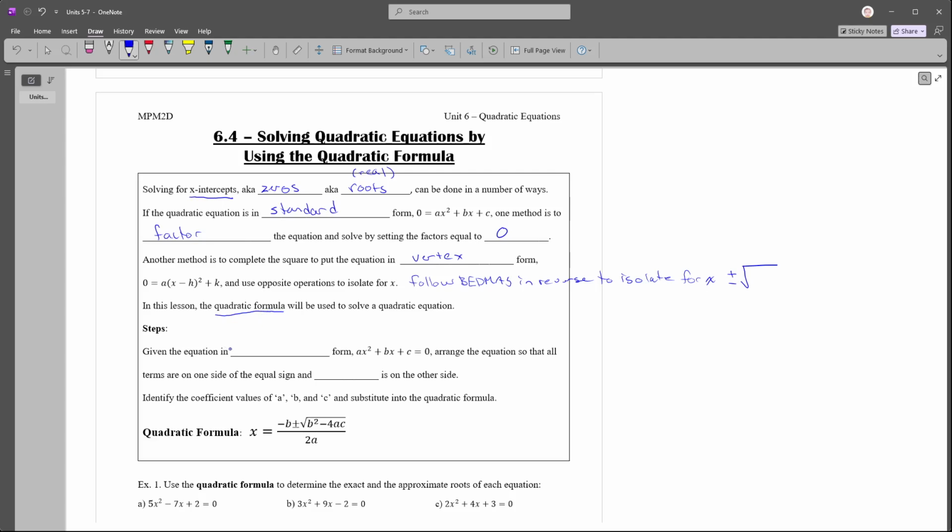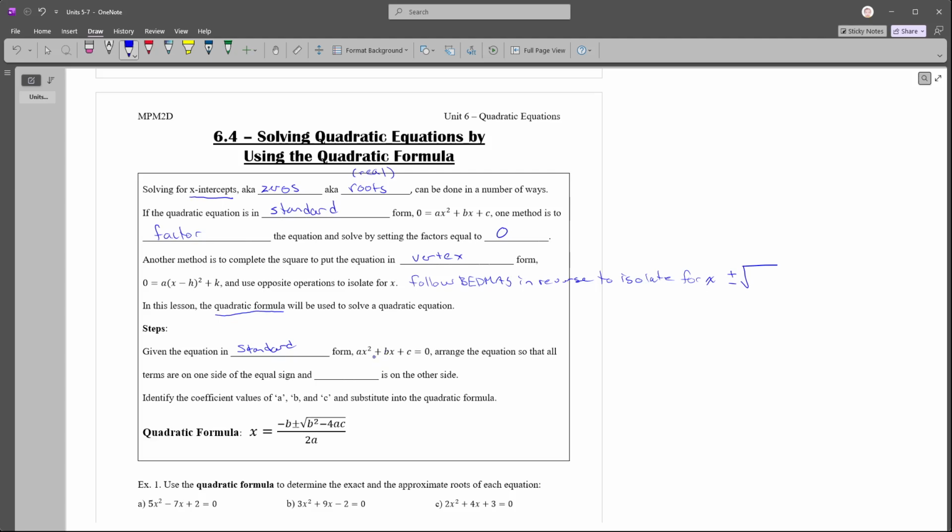So anyways, given some equation in standard form, ax squared plus bx plus c is equal to 0. Does it matter which side we put the 0 on? No, it doesn't, because it's a balanced equation. When we're doing a quadratic equation, we usually like to put the 0 on the right-hand side, just for simplicity's sake.